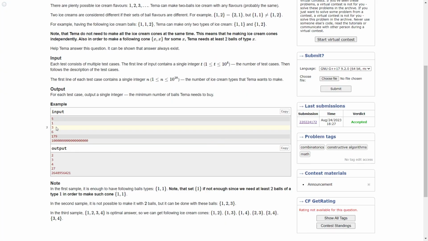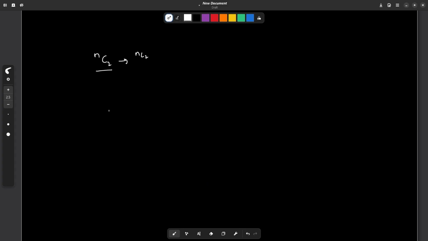Now let us take some example from here. Let's take these two examples, 6 and 179. The answer for them is 4 and 27 respectively. So I'm just going to paste them here, and let's say the answer is 4 for this and 27 for this. So now if I do 4C2, you will realize that its value is 6, exactly equal to 6. That means I can use 4 balls because I have 4C2 ways of choosing the flavors from that, and that would lead to the total number of flavors being equal to 6.